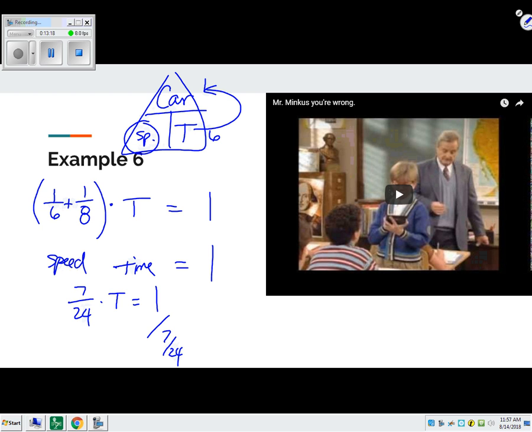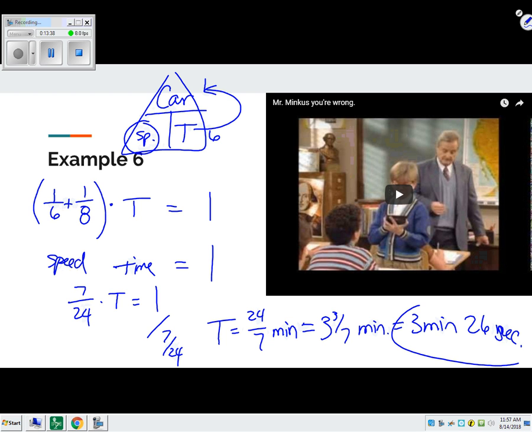Well, I'm just dividing by 7/24. The same as taking the reciprocal. So t has to be 24/7 minutes, which comes out to, what's that, 3 3/7 minutes. Which comes out to 3 minutes, I think someone told me earlier, 26 seconds. And that would be my answer. So kind of a fun problem. You go back and watch the video, and Mr. Feeney explains it.